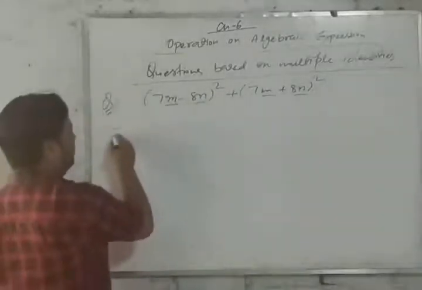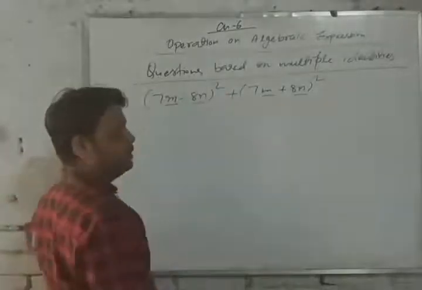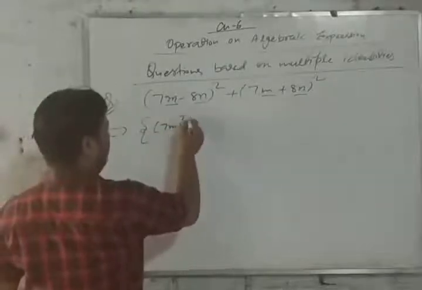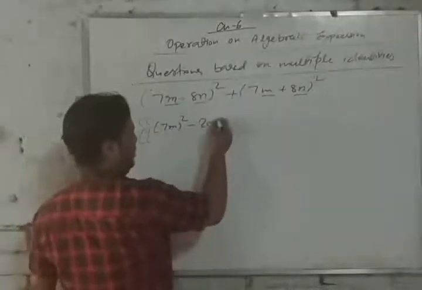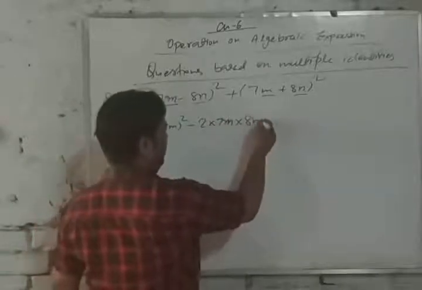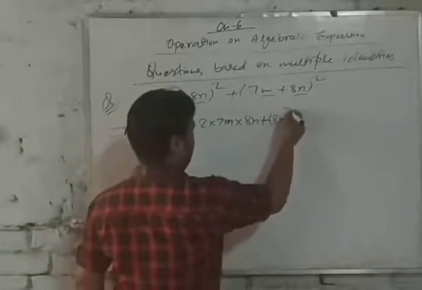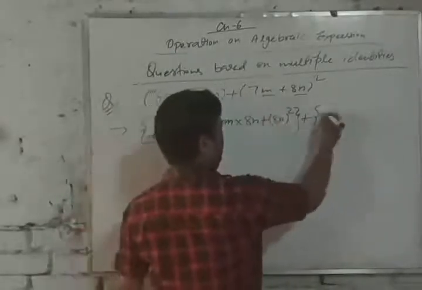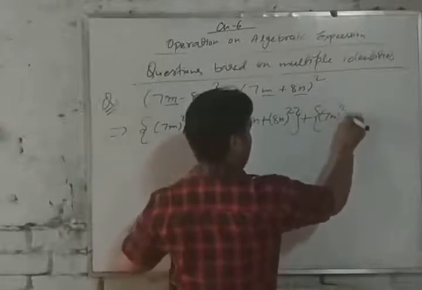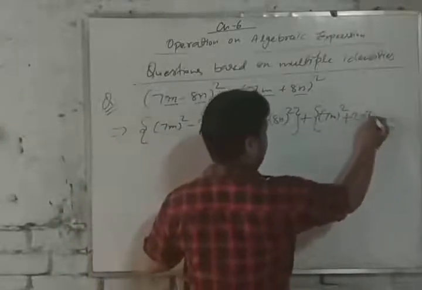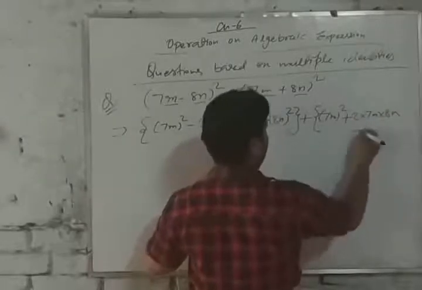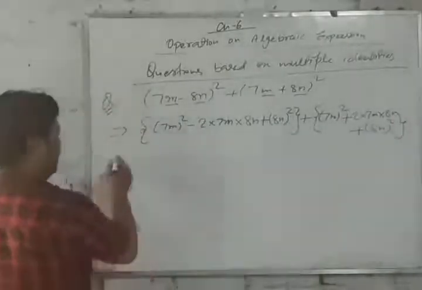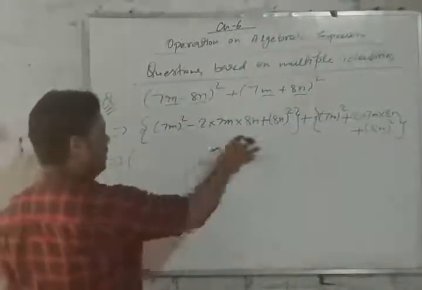Here we will use which formula? (a − b) to the power 2, a minus b whole square. Then what will be the formula? a square minus 2ab plus b square. Okay. a is 7m, b is 8n, plus (7m + 8n) whole square. Okay, in bracket. Now in between there is plus sign. Same value 7m square, minus 2 into 7m into 8n, plus (7m + 8n) whole square. Now solve it and remove the middle bracket. Only small brackets will be there.